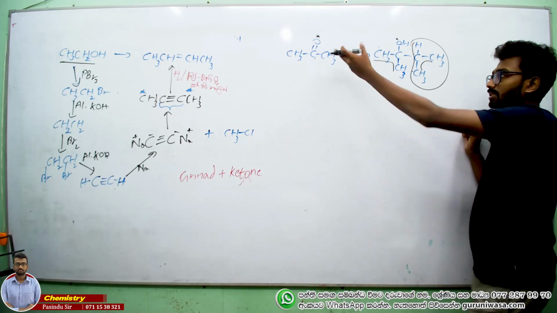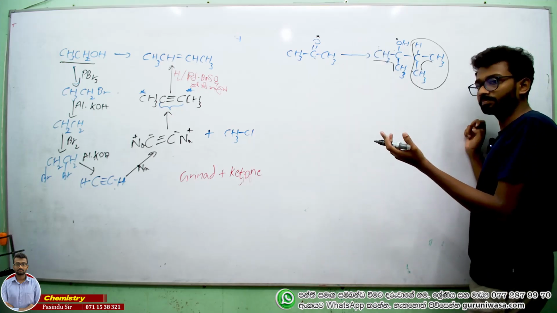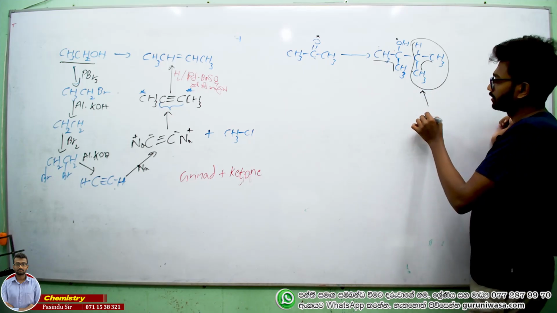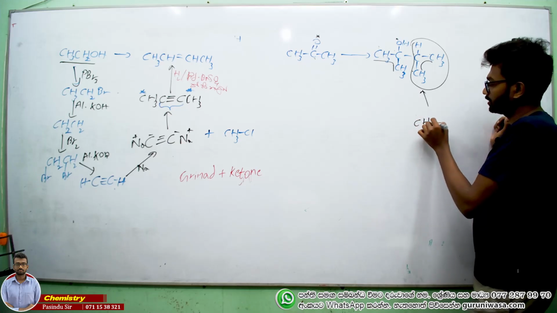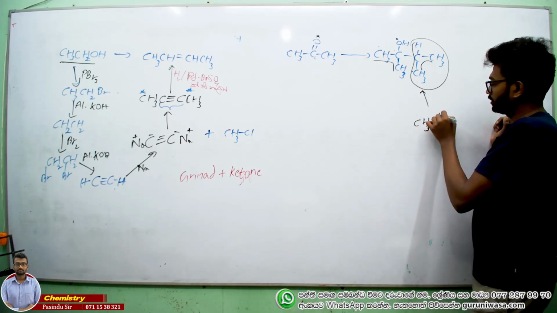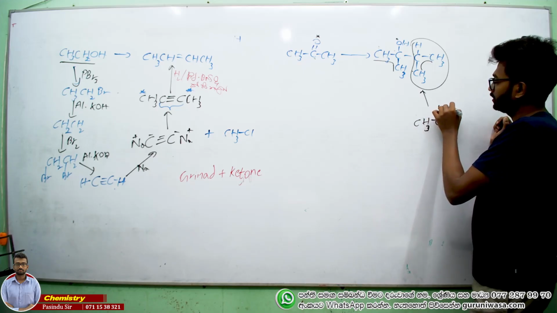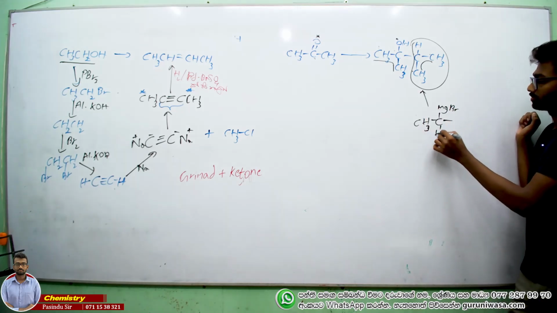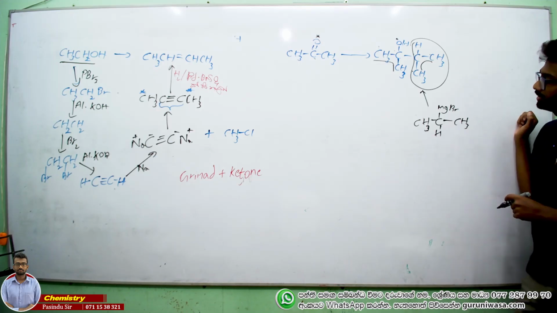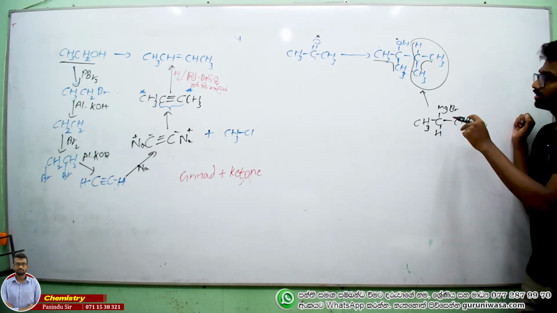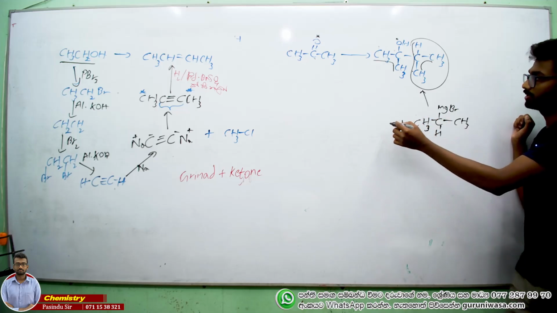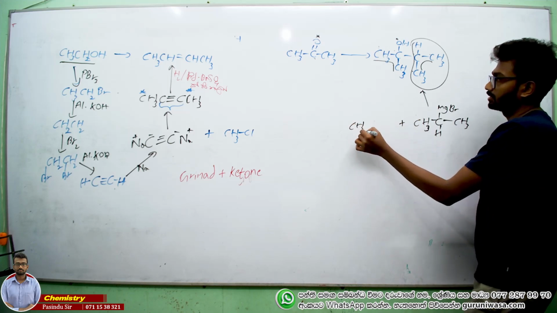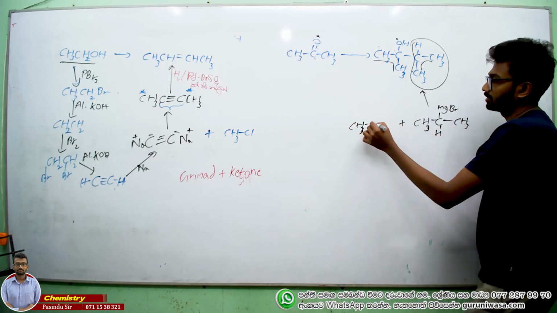So ketone is here. You have to make the Grignard. So what is the Grignard? That would be CH3, C, MgBr, MgCl, MgX, whatever. Right? Easy. Then the ketone is CH3, this one, nothing else.